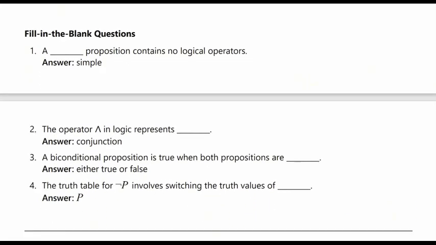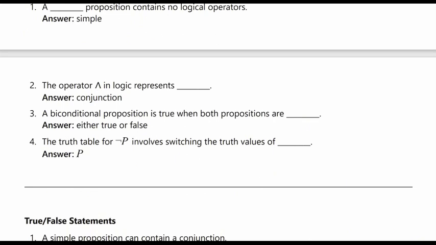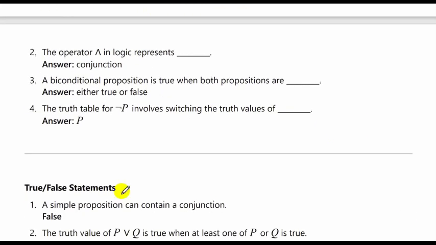I hope you have understood the truth table. Let's look at true and false statements. A simple proposition can contain a conjunction. No, it cannot contain a conjunction because it's a simple statement. It does not have any logical operators. The truth value of P or Q is true when at least one of P or Q is true. That's correct. Yes. Do try to understand these. It may sound confusing, I'm not sure. But if you have understood the truth table, then you'll be able to very easily answer these questions.